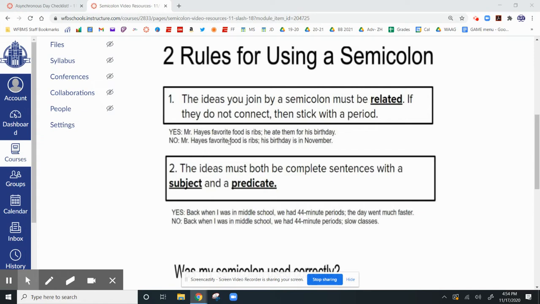But Mr. Hayes' favorite food is ribs; his birthday's in November. That doesn't quite fit because I mentioned favorite food being ribs over here and then just talk about the November birthday. On the right side of my semicolon, there's no mention of the ribs. On the left side, there's no mention of the birthday. Even though Mr. Hayes is the topic of both, it's not related directly enough. This would not be a place where you want to use a semicolon. Instead, make sure those two thoughts are directly related and connected.